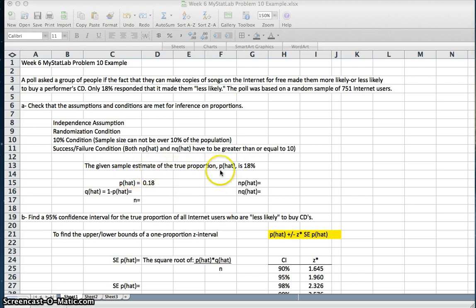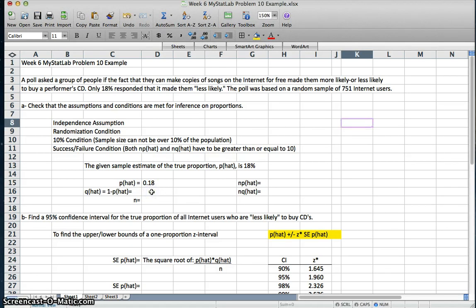The given sample estimate of the true proportion, or p hat, as given in our problem, is 18%. So p hat is going to be 0.18. So now we need to calculate q hat. And we know that is simply 1 minus p hat, so we can say equals 1 minus p hat. Enter that, and our q hat is going to be 0.82, and then our n, which is our sample size, is 751.